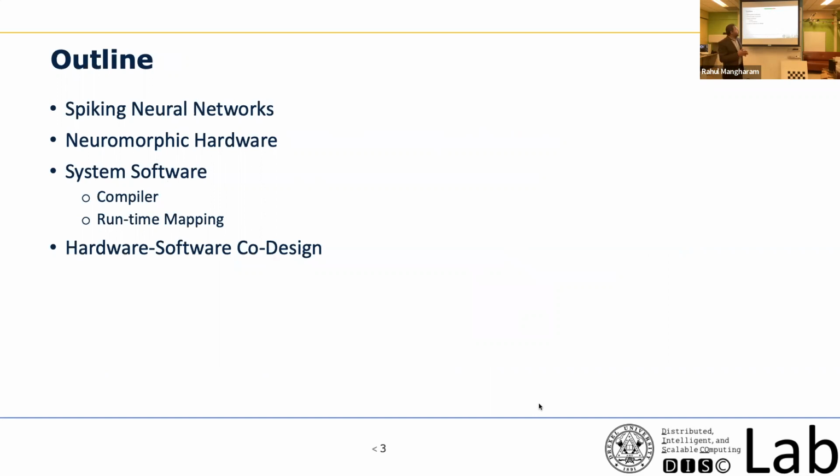Okay, so this is going to be the outline of my talk. I will introduce you to spiking neural networks. Now, this might sound something a little bit new to many of you, but I will try my best to give you an idea of how a spiking neural network works. Then I will show you how the hardware for such an architecture or such a machine learning algorithm looks like, and then talk about the hardware software or the system software, which is basically compilers and runtime, and finally some idea of how we can do a hardware software co-design to build efficient neuromorphic hardware.